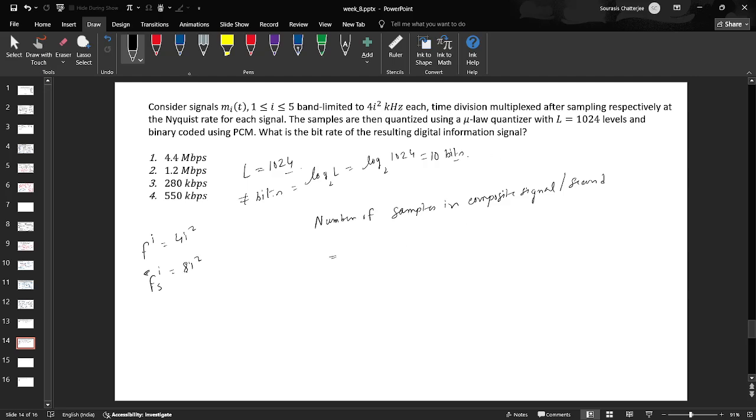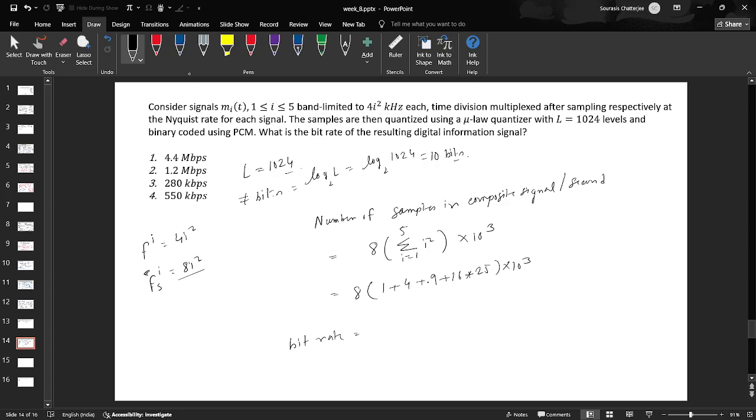So what is the number of samples? You can see that for the ith signal the Nyquist frequency is 8 i squared, so 8 I can take common outside, sum over i equal to 1 to 5 of i squared, times 10 to the power 3, because it's kilohertz. So 8 times 1 plus 4, 9, 16, 25, into 10 to the power 3. So the bit rate is going to be this many samples. What does it add up to?